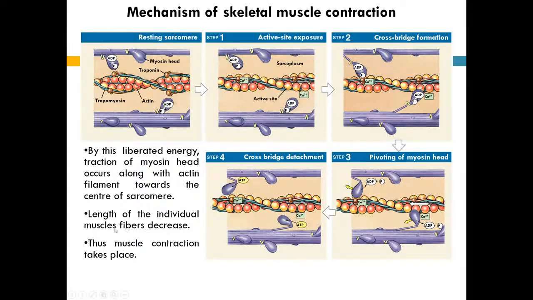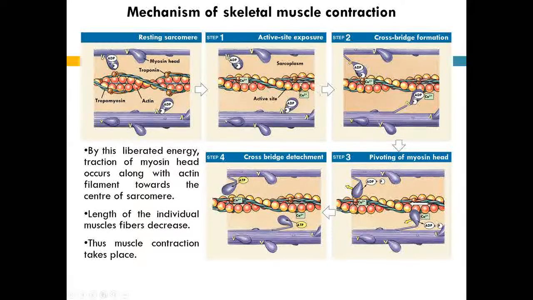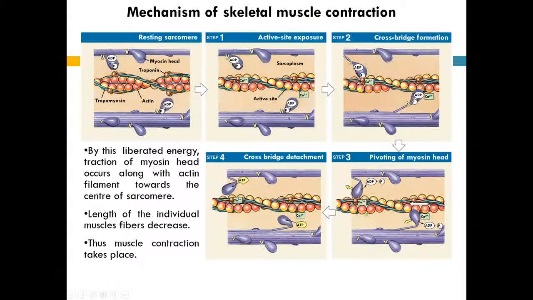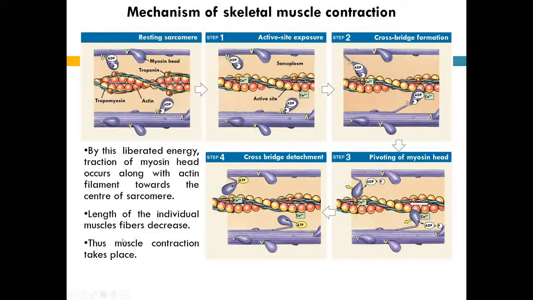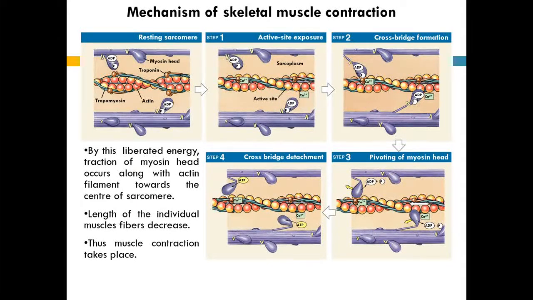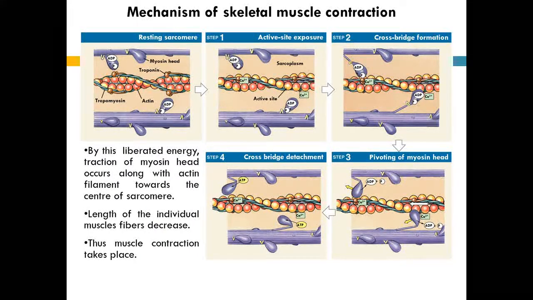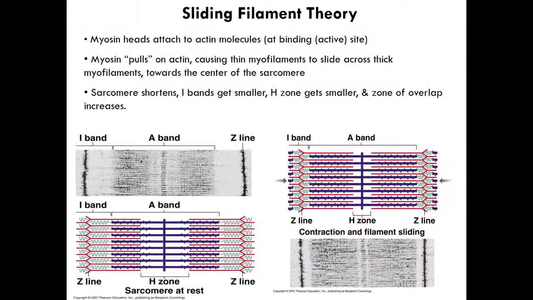The length of the individual muscle fiber decreases, because on each side this myosin head is trying to pull the actin filaments to the center. So on each side when this is happening, the total length of the sarcomere will be decreased. When there are a lot of sarcomeres, they are all decreasing in length by these movements, and the total muscle contraction will take place.